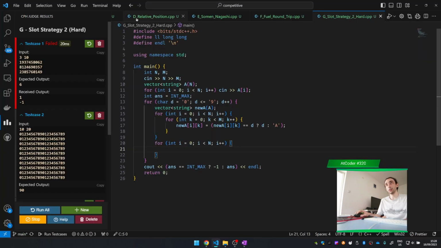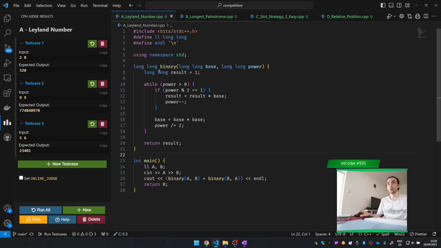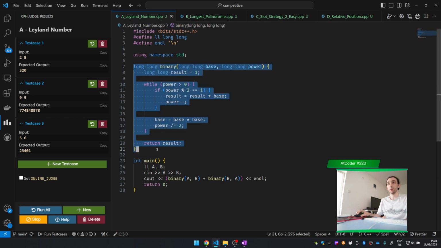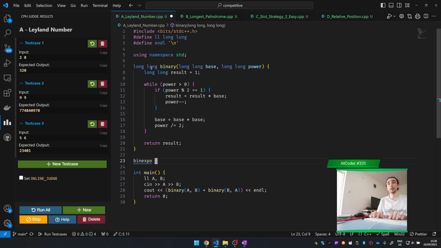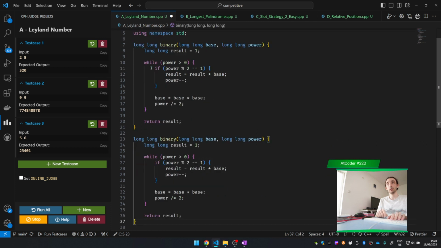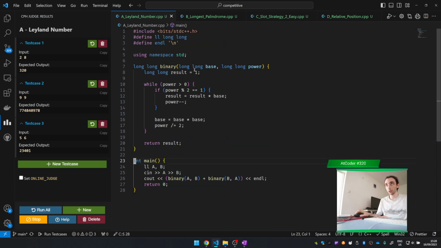But I just have a snippet with a binary exponentiation power function. Just write bin expo here, and it pops up the function. All of my snippets can be found on my GitHub. There's a competitive repository, and in this repository there is a folder with snippets, and you can find all of my snippets there.